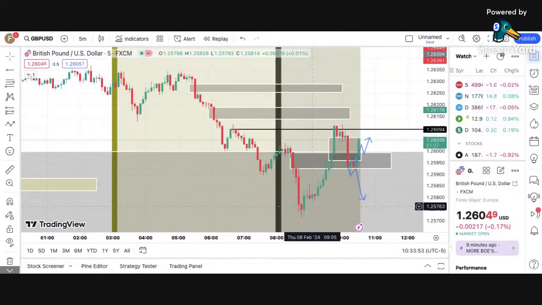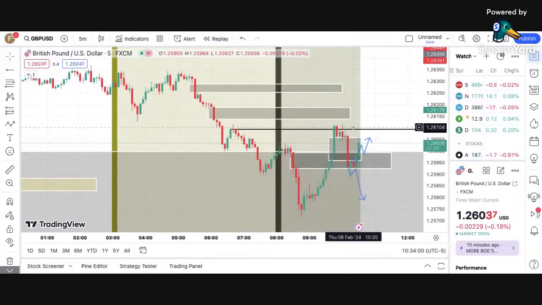What is a breaker structure? A breaker structure is kind of just like what it did here. It went through the gap and it broke straight through. It closed above, it broke out. Same thing it's doing now, it's breaking out. It broke out here, but it closed inside, so it's not valid. Closing above it is going to be valid if it does.